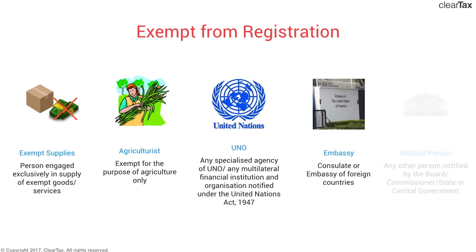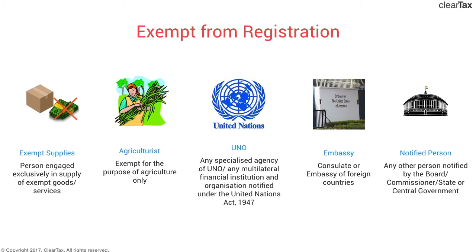The fifth and the last person who's exempt, well, this is a broad category. Any person or class of persons as may be notified by either the board, the commissioner, state or central government. So this is a to be formed list. Whenever a notification comes, such person would be exempt.